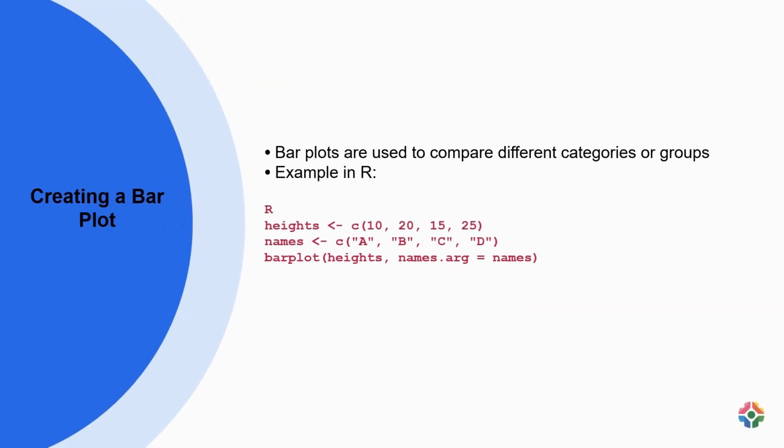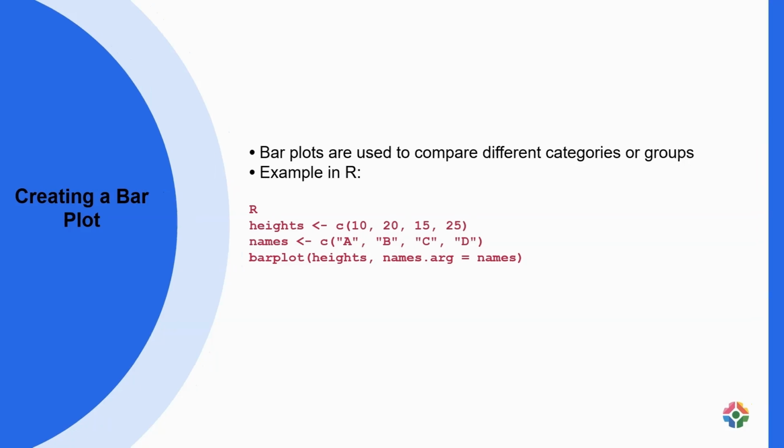Bar plots are often employed to visually compare distinct categories or groups within a dataset. In the provided R example, a bar plot is created with bars representing the heights specified in the heights vector, and each bar labeled with the corresponding category from the names vector. This type of visualization is useful for quickly analyzing and contrasting data points across different groups.